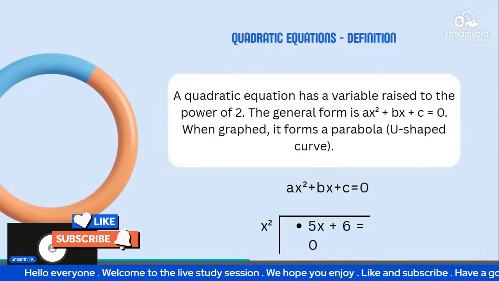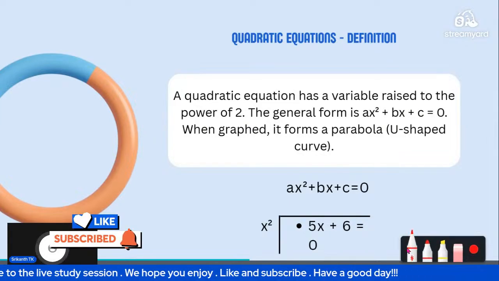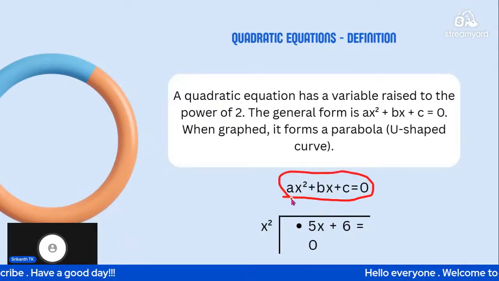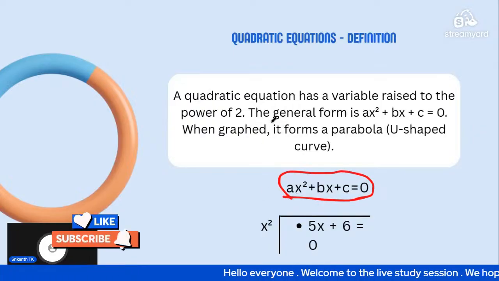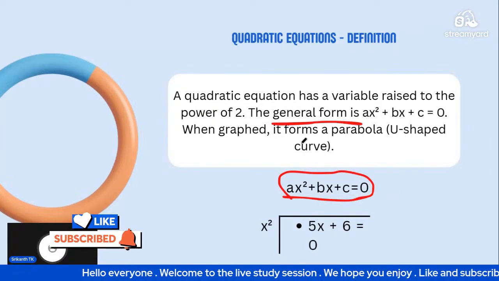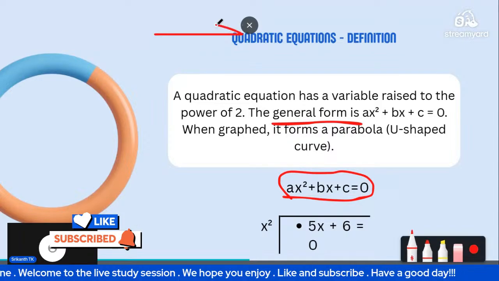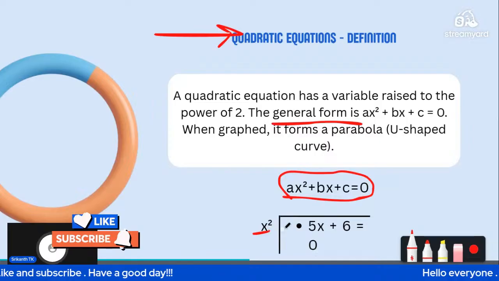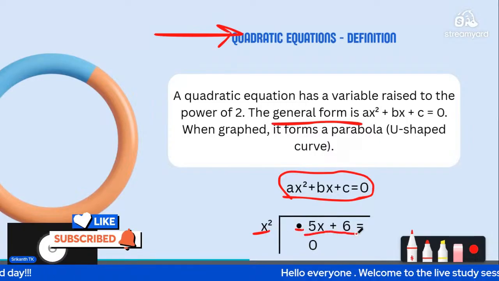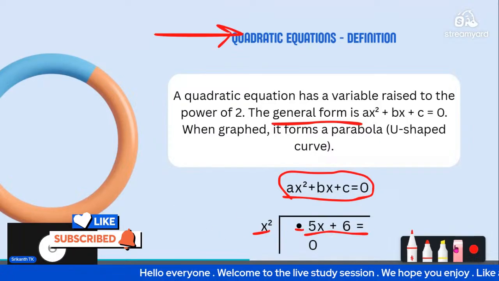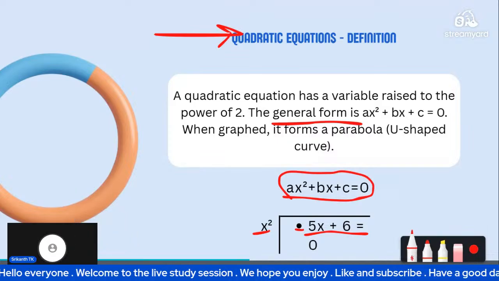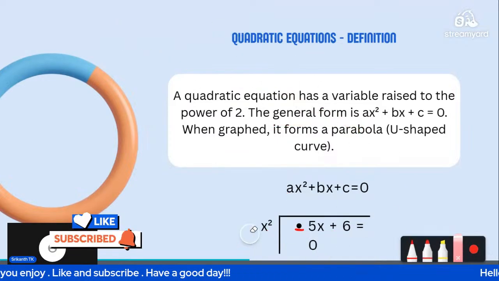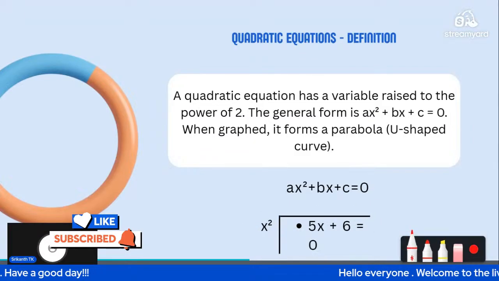Let me give an example. So an example would be ax squared plus bx plus c is 0. That's the general form for a quadratic equation. So what we have here? We have x squared minus 5x plus 6, which is equal to 0. So that is an example here. I hope you have understood so far.